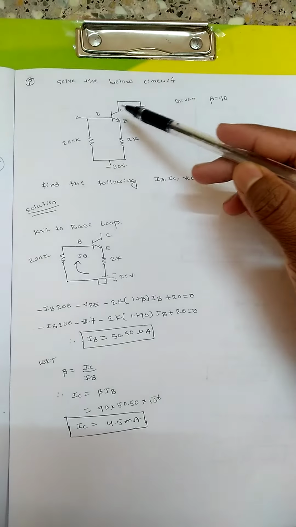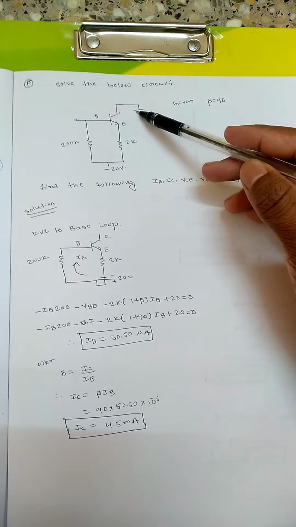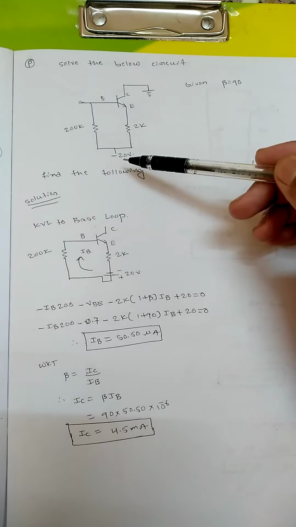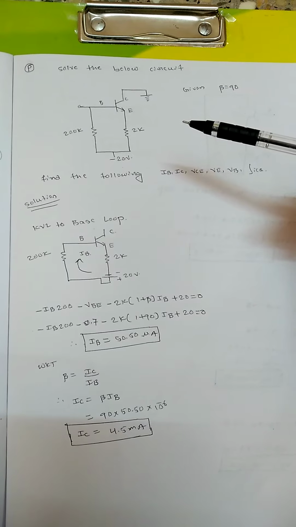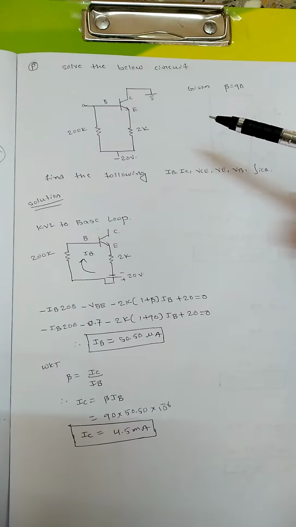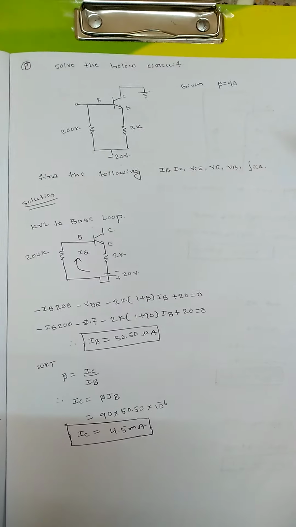Here you should note that the collector voltage is 0 because it is directly connected to the ground. The negative voltage applied to the emitter and base terminals is minus 20 volt. Emitter resistance is 2k and base resistance is 200k.